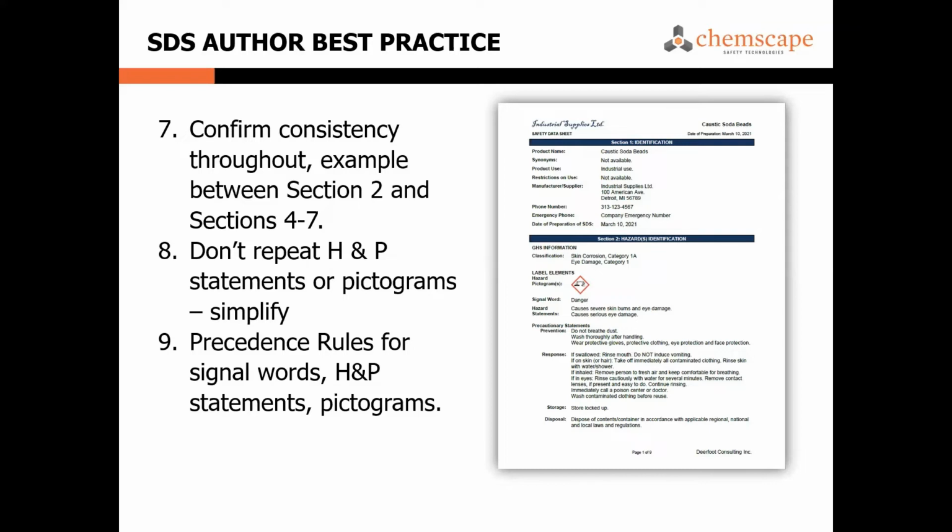Oh, and then precedence rules for signal words. There's only 2 signal words, danger and warning. You don't want them both on your SDS. There's H and P statements, as I said before. They actually do add together. So that's something to simplify. And then the pictograms, and I'll go through that. If you have a carcinogen, you're not going to have the exclamation mark unless there's certain circumstances. If it's an aspiration hazard, there's an exclamation mark, but there's a hierarchy of the pictograms as well.